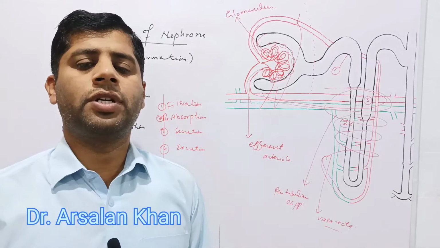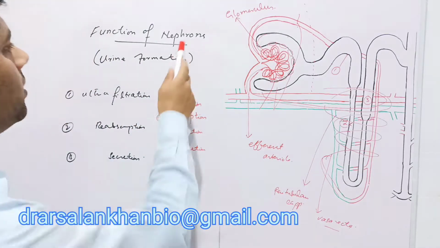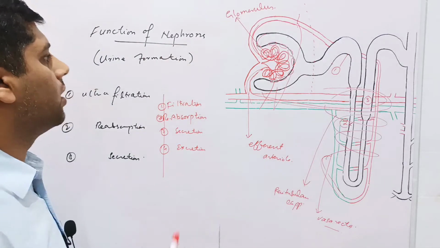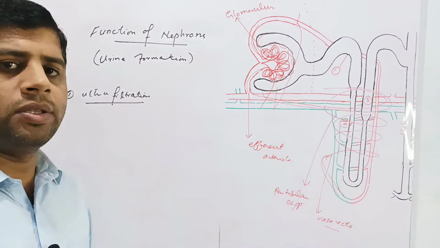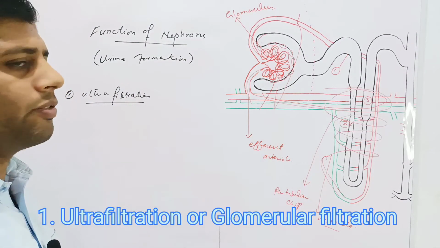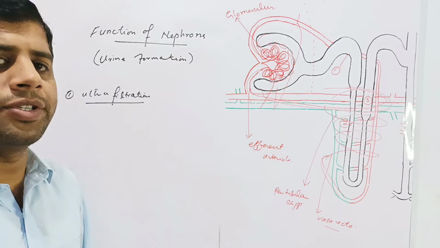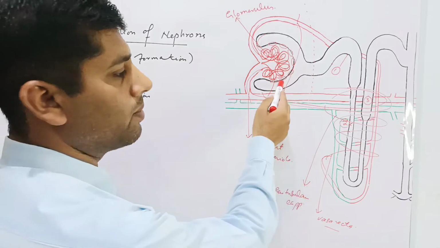Hi, I am Dr. Arsalan, and today we are going to discuss the function of nephrons, or function of kidneys, or the process of formation of urine. The first process in urine formation is ultrafiltration. Ultrafiltration is also called pressure filtration. This takes place in the glomerulus in the Bowman's capsule.